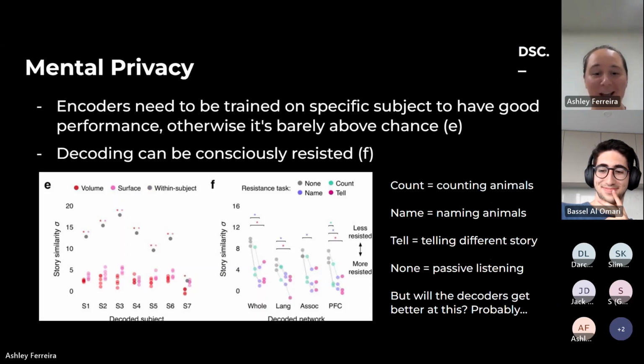So if you think of different animals to name, that can really throw these decoders off trying to guess your thoughts. And then almost just as good in terms of performance, and sometimes better, is telling a different story. But sometimes that's harder to do. So naming animals is a good, straightforward one. And then obviously none here is just passively listening. So you see that anytime you're just willingly listening and not actually trying to do something else with your thoughts, it's able to decipher them a lot better. And so will these decoders just get better in the future and these techniques probably not work? Yeah, but I guess we'll get to that later.